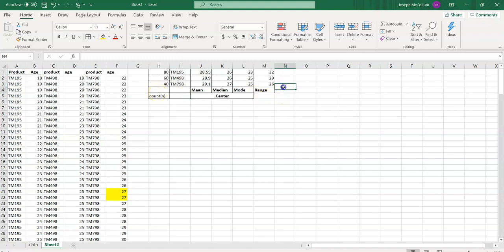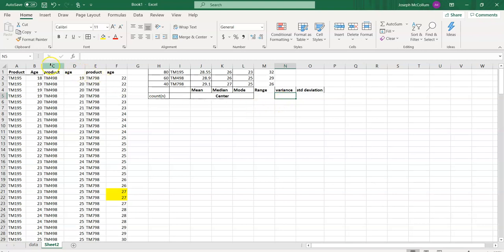All right, so the range is not the greatest. So we move on to this thing called the variance. And then from there, we'll move on to the standard deviation. So how does one find the variance and how does one find the standard deviation and what do they mean? Great questions.